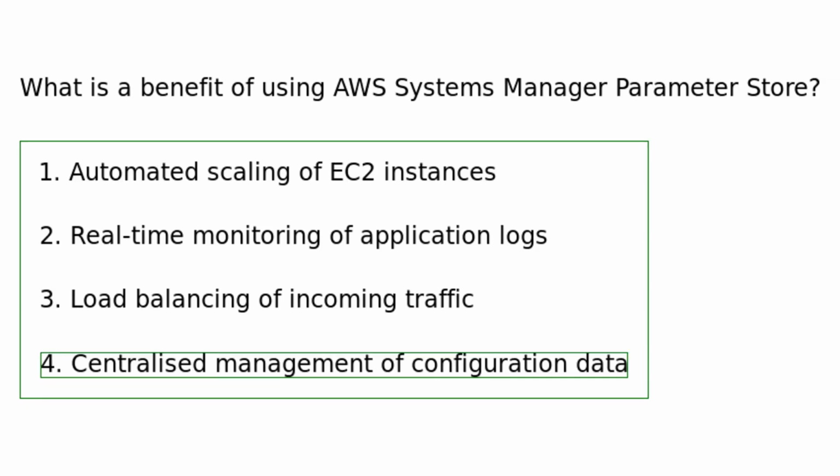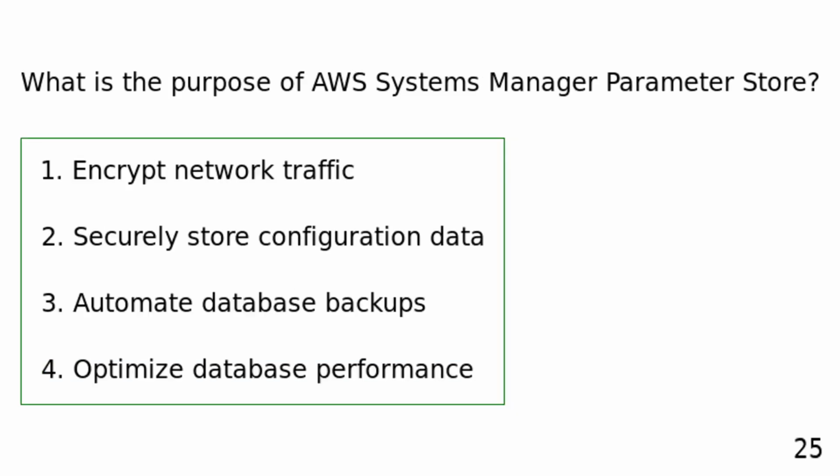AWS Systems Manager Parameter Store provides a centralized location to manage configuration data, making it easier to maintain and update configurations across multiple instances. What is the purpose of AWS Systems Manager Parameter Store? Encrypt network traffic. Securely store configuration data. Automate database backups. Optimize database performance.